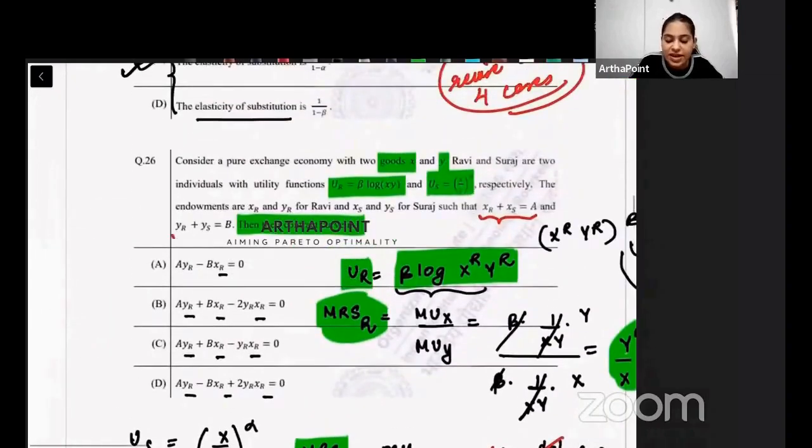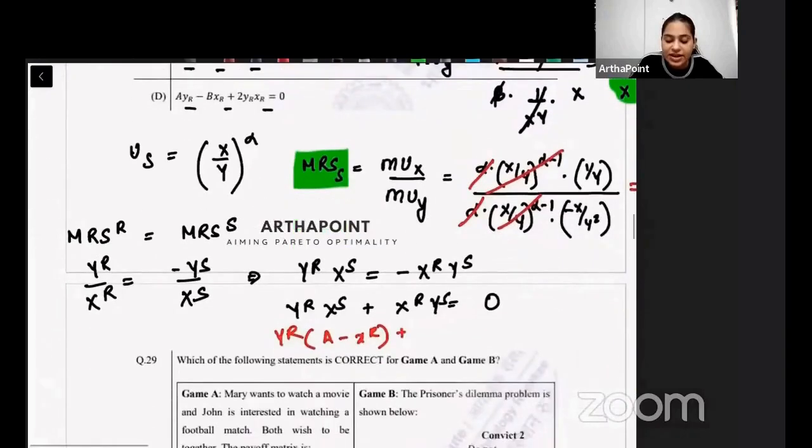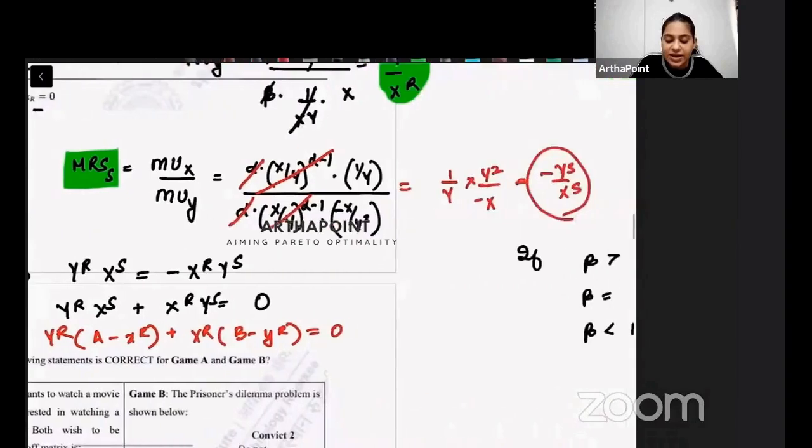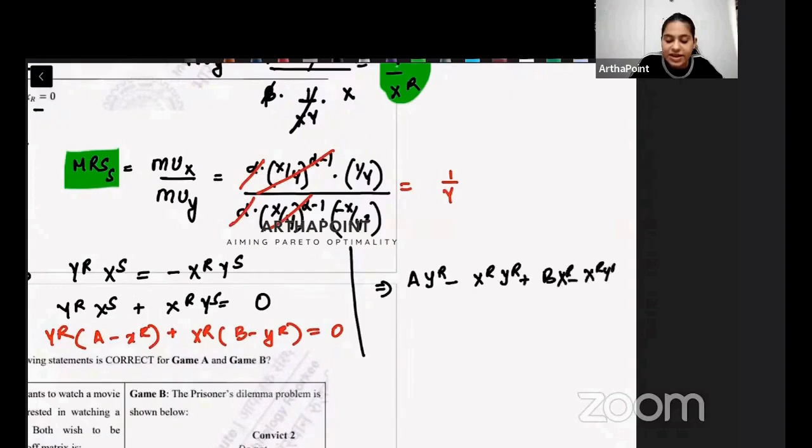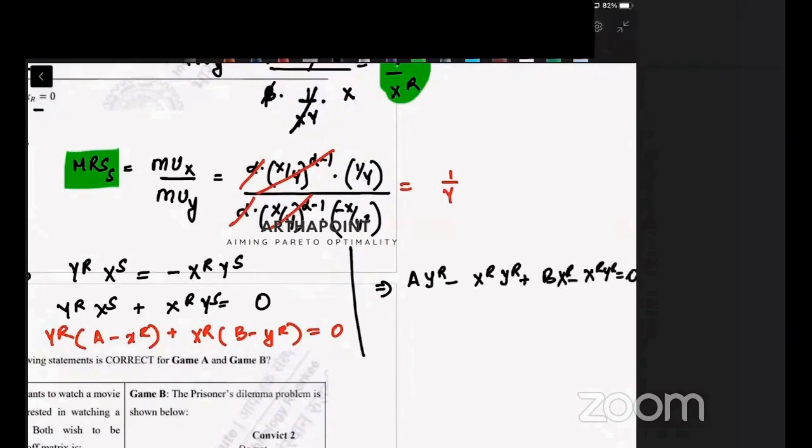Similarly, it is given that YR plus YS is B. So instead of YS, I will write B minus YR into XR equal to 0. So when you rewrite this equation, what will you get? You will get A YR minus XR YR plus B XR minus XR YR equal to 0. This is what you will get.